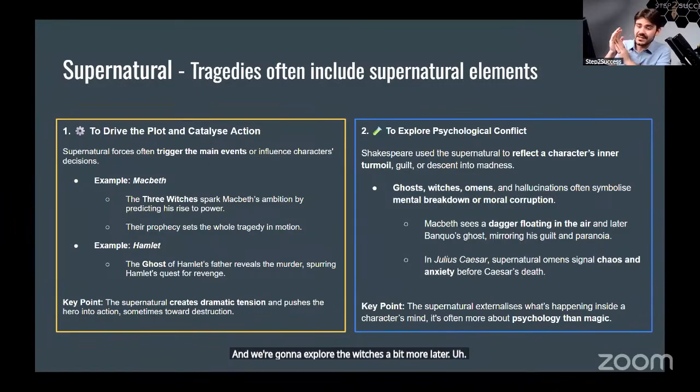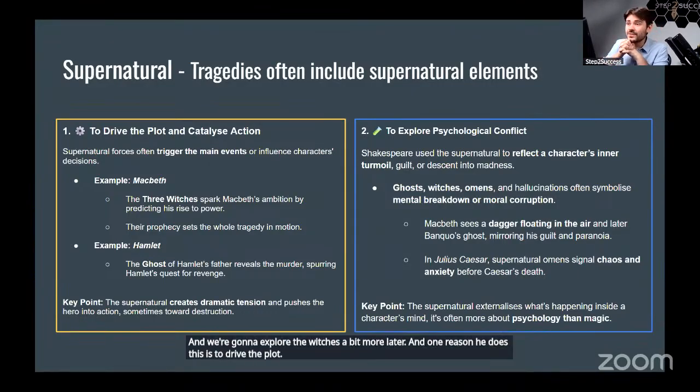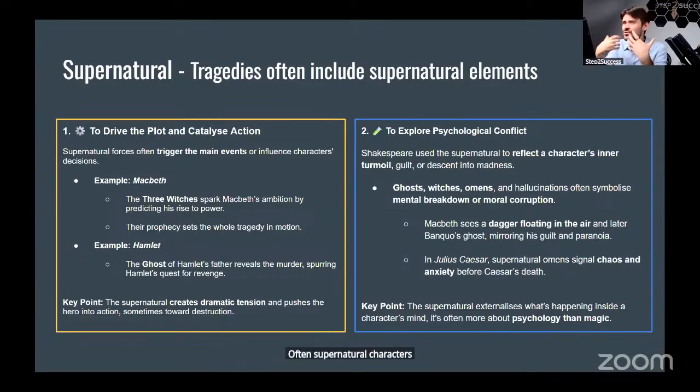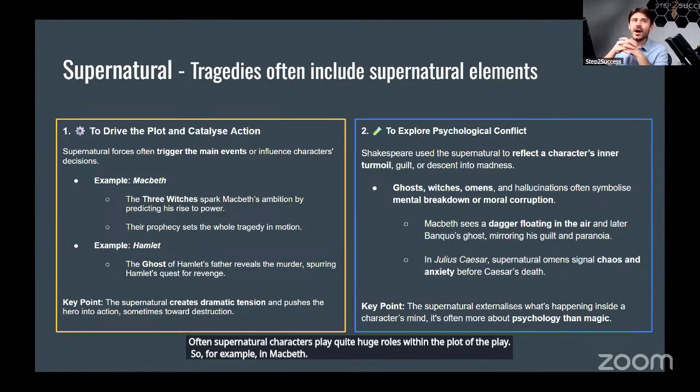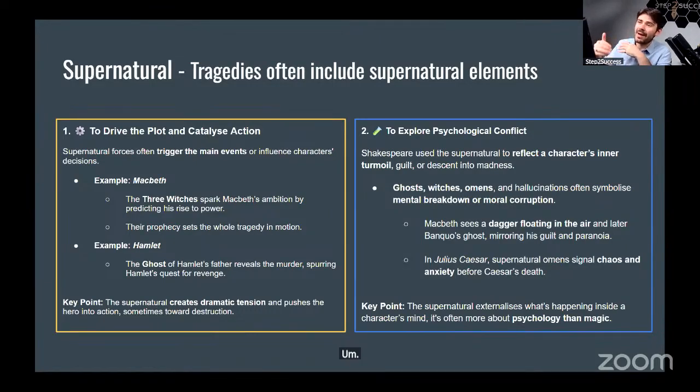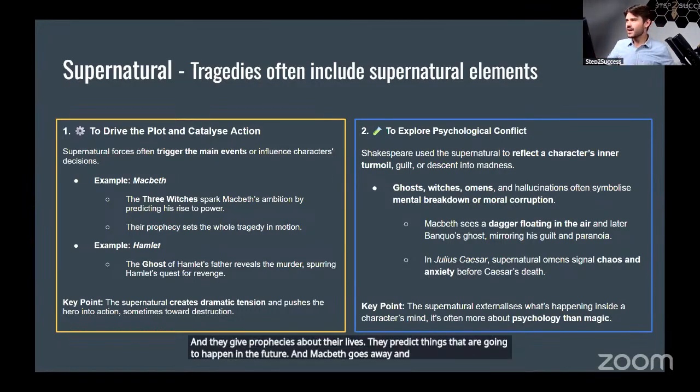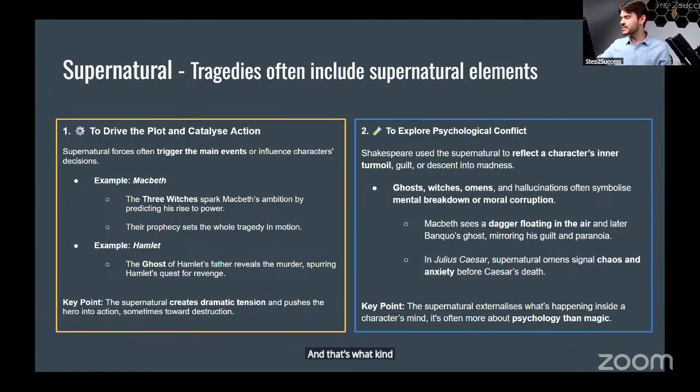And one reason he does this is to drive the plot. Often supernatural characters play quite huge roles within the plot of the play. So, for example, in Macbeth, in Act 1, Scene 3, Macbeth and Banquo come across the witches on the heath, and they give prophecies about their lives. They predict things that are going to happen in the future. And Macbeth goes away and takes these, and he becomes spurred with ambition. And that's what kind of spurs him into doing these bad, negative actions. So without the witches, there's an argument of would he have ever done the bad things that he did?